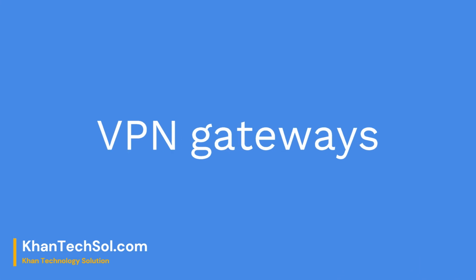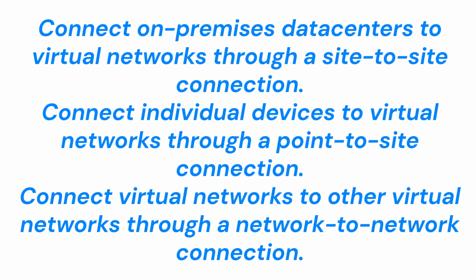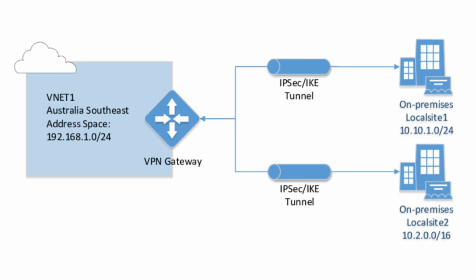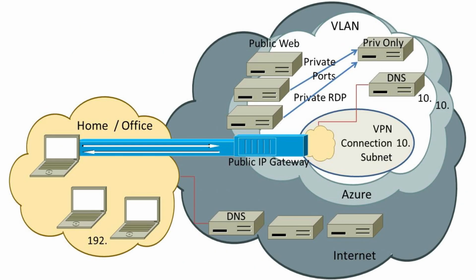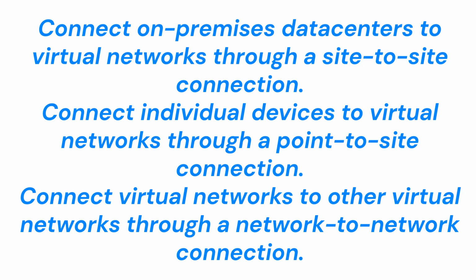VPN gateways. A VPN gateway is a type of virtual network gateway. Azure VPN gateway instances are deployed in a dedicated subnet of the virtual network and enable the following connectivity. Connect on-premises data centers to virtual networks through a site-to-site connection. Connect individual devices to virtual networks through a point-to-site connection. Connect virtual networks to other virtual networks through a network-to-network connection.